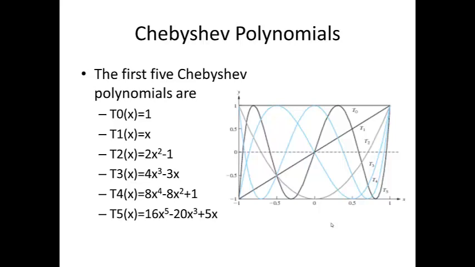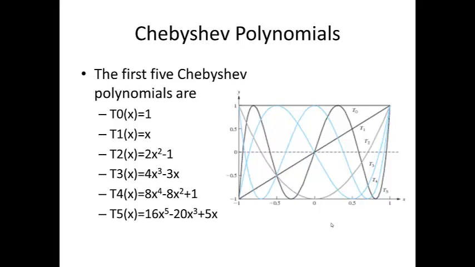With changes of variable, they can be used on any interval, but the results will be a little more complicated. One of the important properties of these is the equal oscillation property. Notice in the figure that successive extreme points of the Chebyshev polynomials are equal in magnitude and they alternate in sign. This property tends to distribute the error uniformly when the Chebyshev polynomials are used as basis functions.